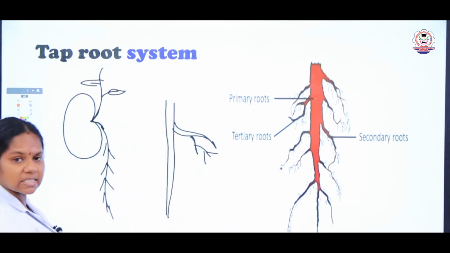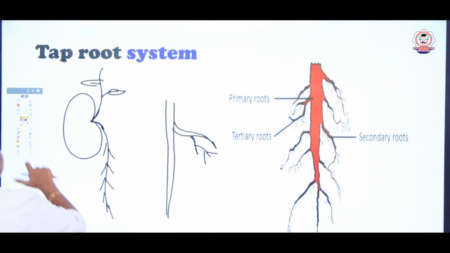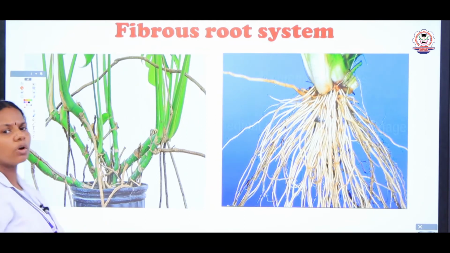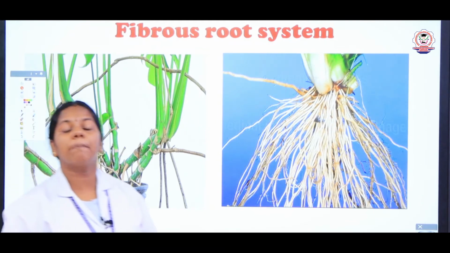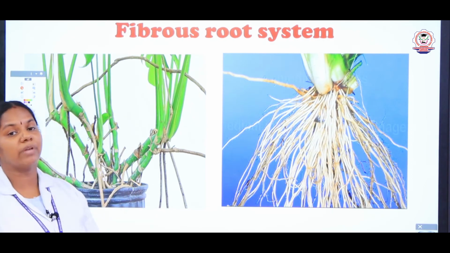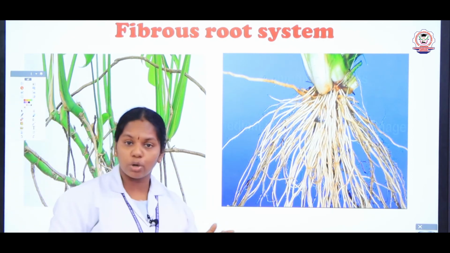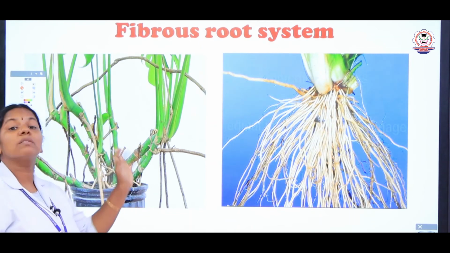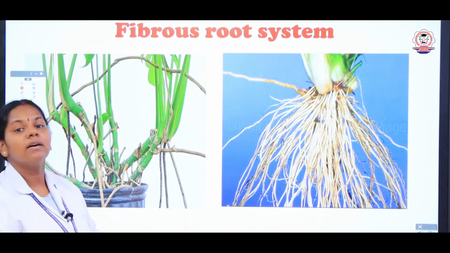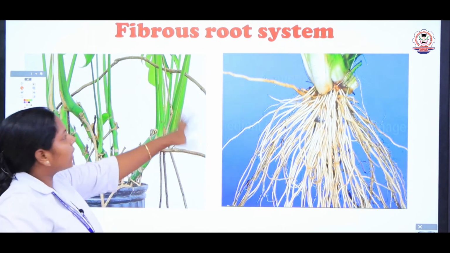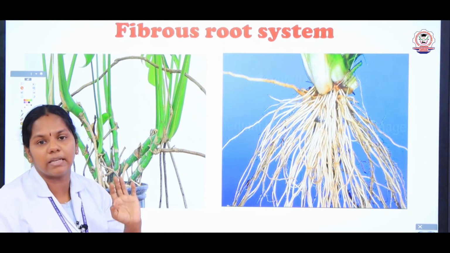Now let us discuss the monocot. In monocots, roots arise from the parts other than the radicle. This is the main difference, children, between the dicot and the monocot. In dicot, the roots arise from the radicle. In monocots, roots arise from the parts other than the radicle. Taproots are found only in the dicots and the fibrous roots are found only in the monocots.